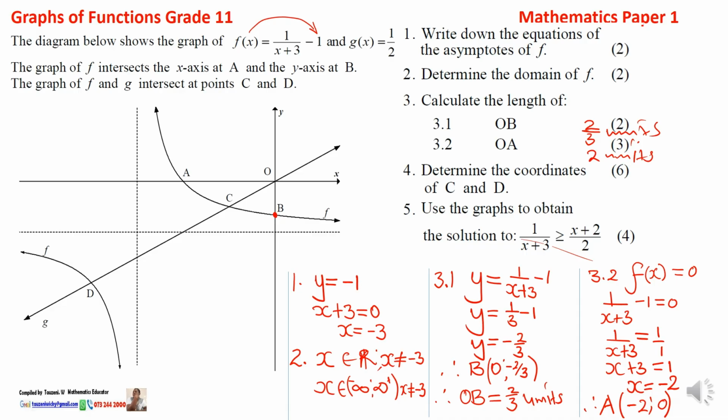In this case, number 1, we must always know how to express the equations of the asymptotes of the hyperbola. Number 2, we must know how to write down the domain and range of a hyperbola for any function for that matter, but we are just specifying according to this question. Then question number 3, we must know how to determine the x and y intercepts of a graph. To find x, y is 0. To find y, x is 0.